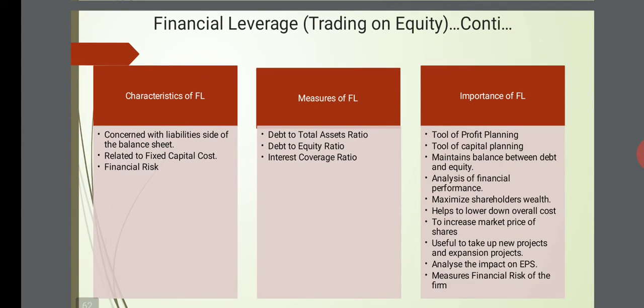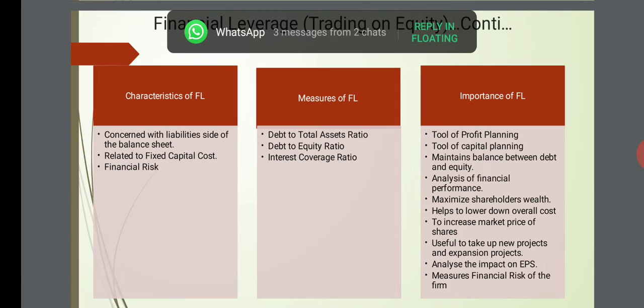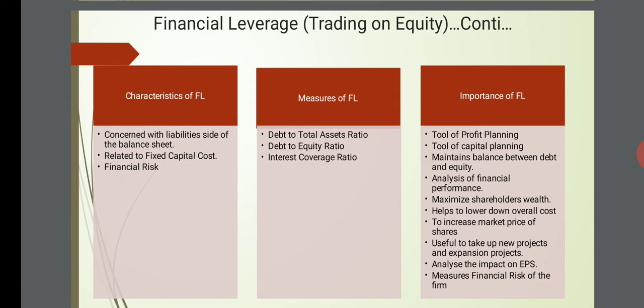Now, what are the characteristics of financial leverage? It is concerned with the liabilities side of the balance sheet. It is related to fixed cost loans, fixed capital cost, and financial risk. It represents financial risk. What are the measures of financial leverage? Debt to total asset ratio, debt to equity ratio, and interest coverage ratio.